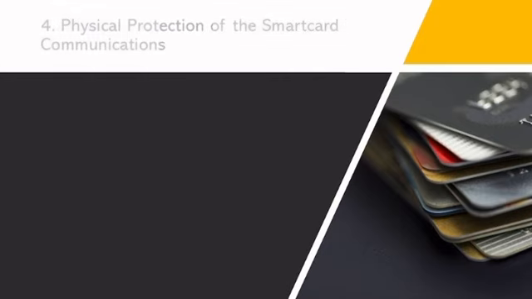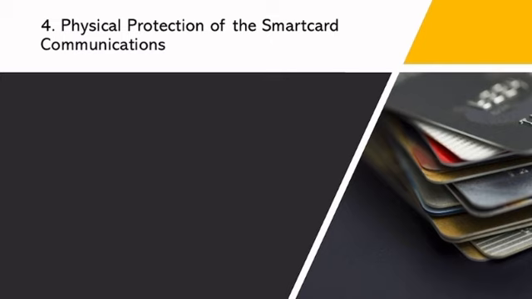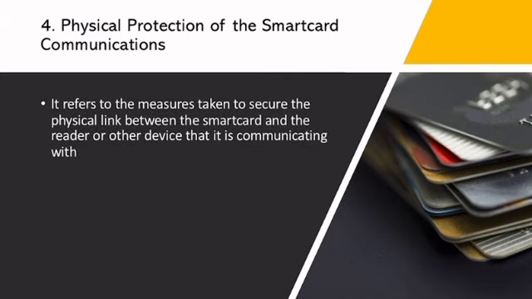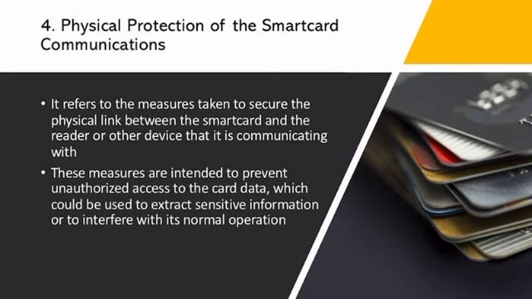ورابع حاجة معانا physical protection for the smart card communication. It refers to the measure taken to secure the physical link between the smart card and the reader or the other device that is communicating with. These measures are intended to prevent the unauthorized access of card data, which could be used to extract sensitive information or interfere with the normal operation.